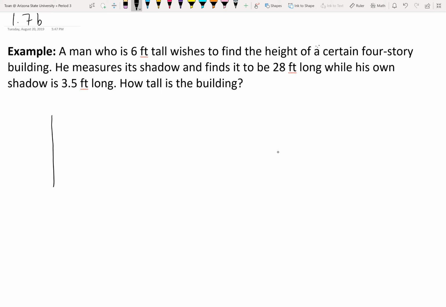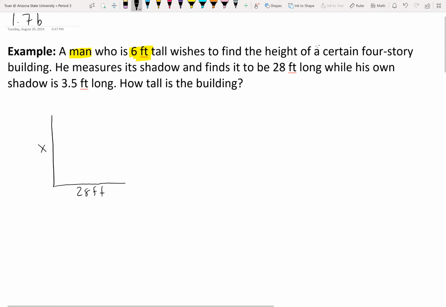And this building casts a shadow. So here's the shadow. It says the shadow is 28 feet long. Does it tell us the height? No, that's exactly what we're trying to solve for. So that's our variable. The height is our variable. The only other information they give me is, again, just scour through the problem for the information. They give you the man is 6 feet tall.